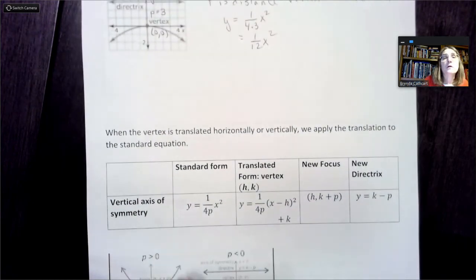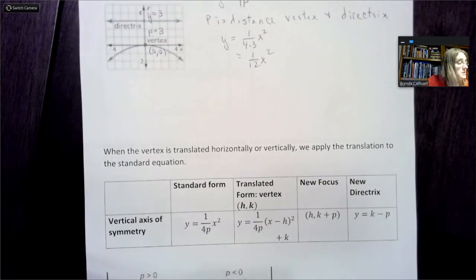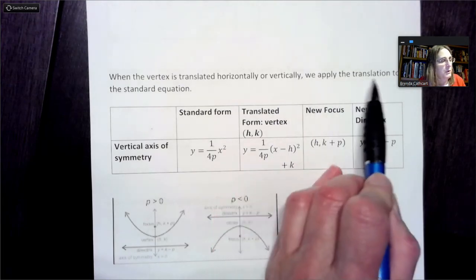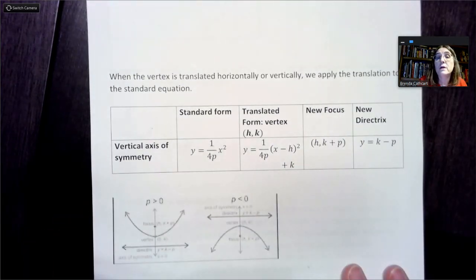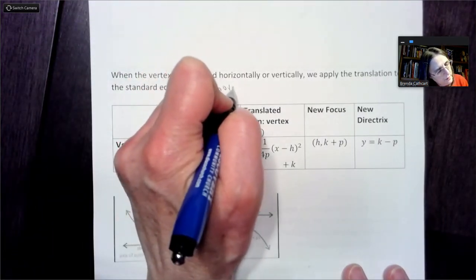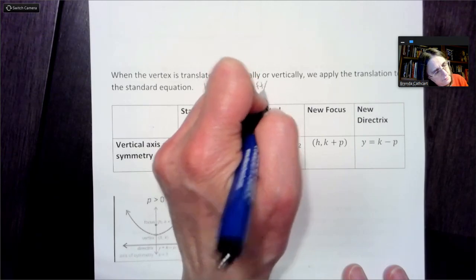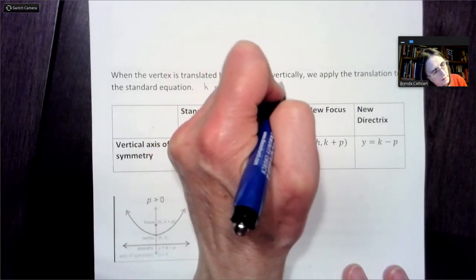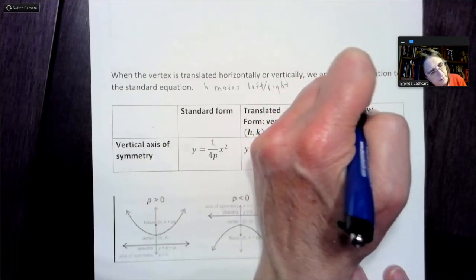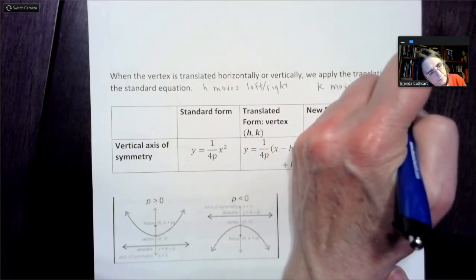Okay, now the vertex can be translated horizontally or vertically, moving like we did with transformations or translations. Remember, we had h's and k's. So when the vertex is translated horizontally or vertically, we apply the translation to the standard equation. Remember, a translation of h moves a graph left or right, and a translation of k moves our graph up or down.